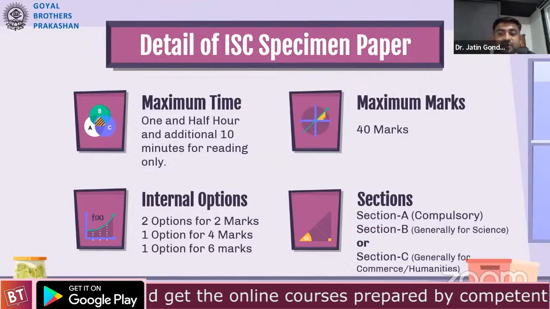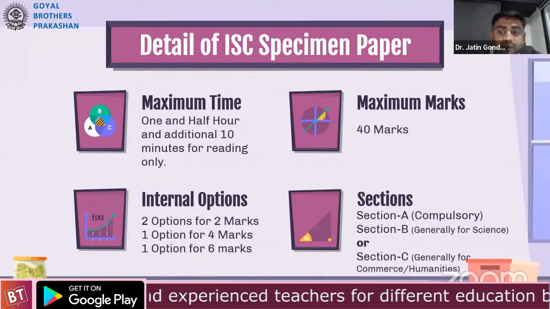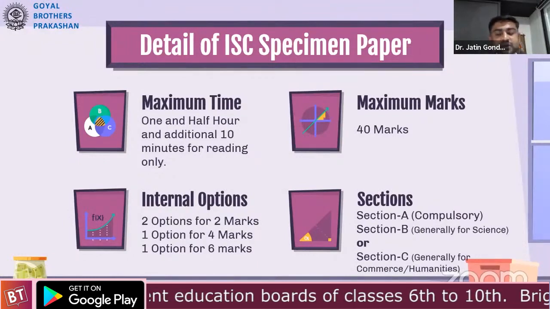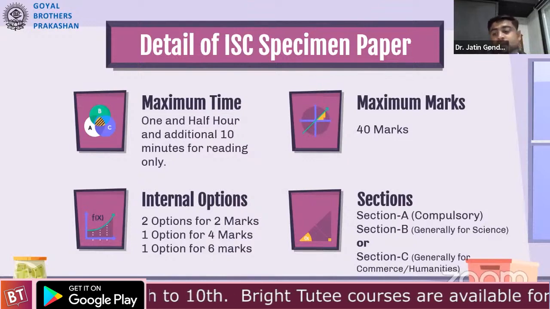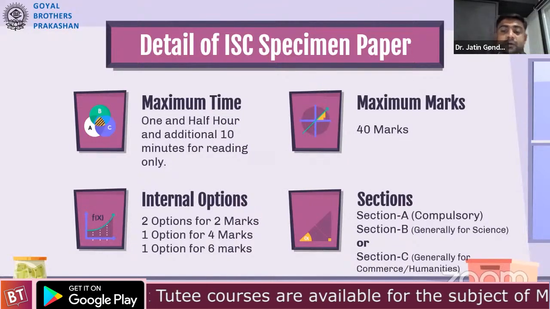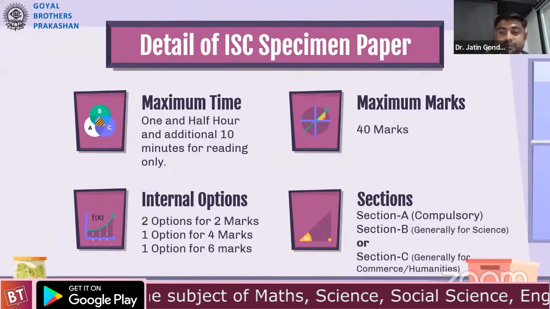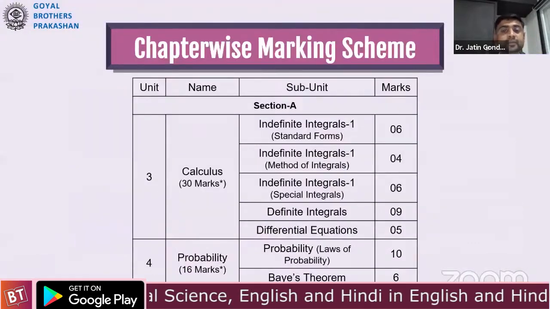Sections, we have 3 sections. Section A is compulsory. Section B generally for science students, and section C generally for commerce or humanities students. But it is not compulsory. What I want to say is that science students do not have to opt for section B and cannot write section C; it is not like that. Students can choose either section B or section C.